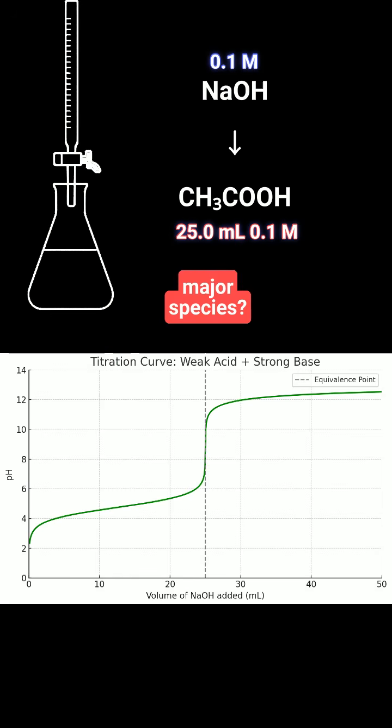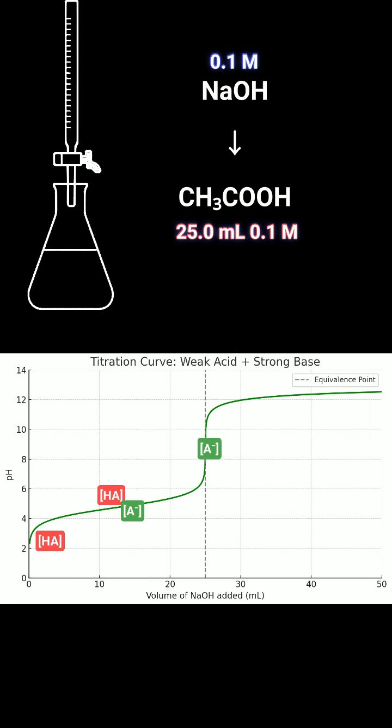Finally, what are the major species in solution at each stage? Before the titration starts, it's mostly acetic acid, written as HA. At the half equivalence point, you have a mix of HA and A-, a buffer system. At the equivalence point, only the conjugate base, A-, acetate, is present. It undergoes hydrolysis, making the solution slightly basic. After equivalence, excess hydroxide ions from the added NaOH make the solution strongly basic.